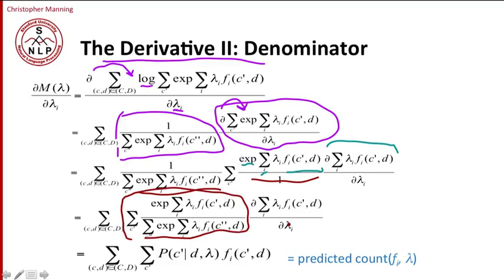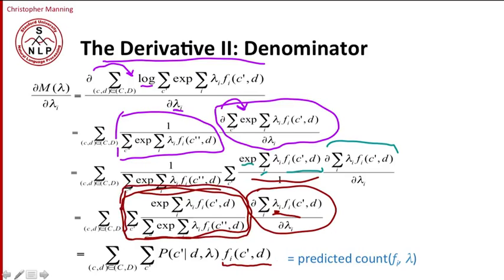And then on the right hand side, we're still working on the derivative of this function. And while this time this function has the same form we saw in the numerator, since we're taking the derivative of this sum here, the only term that's going to be non-zero is the one that involves lambda i, and so then that term in the derivative is just f_i of c prime, d. And so what we end up with here is this term looks exactly like our model.